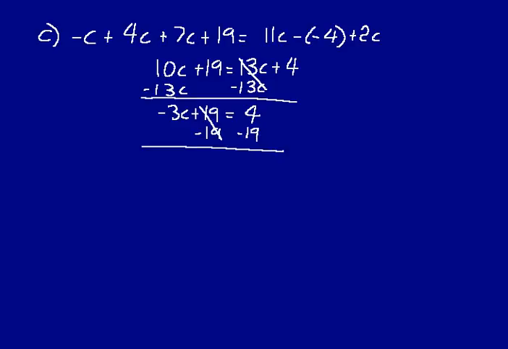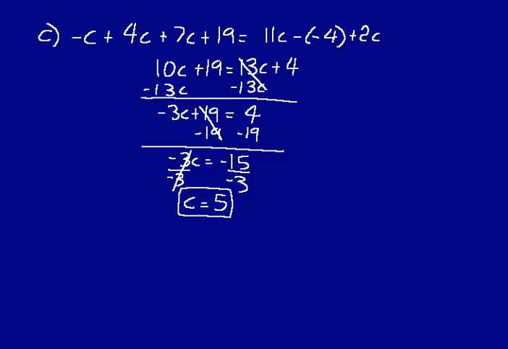So the 19's cancel on the left, and we have negative 3c is equal to negative 15. Divide both sides by negative 3. That'll be our last step to solve for c. And so negative 15 over negative 3 is a positive 5. And so c is equal to a positive 5.